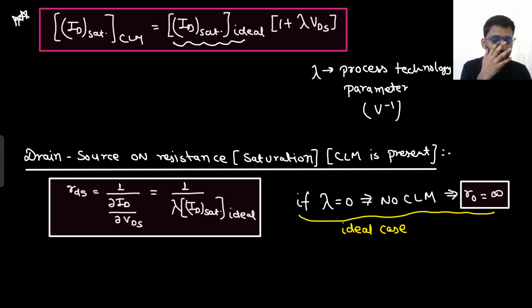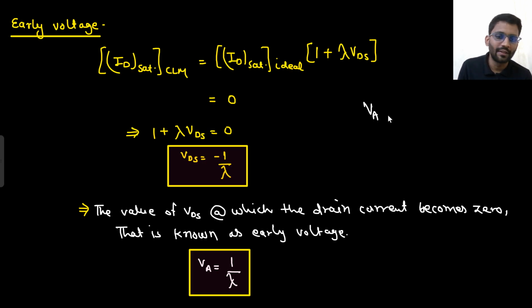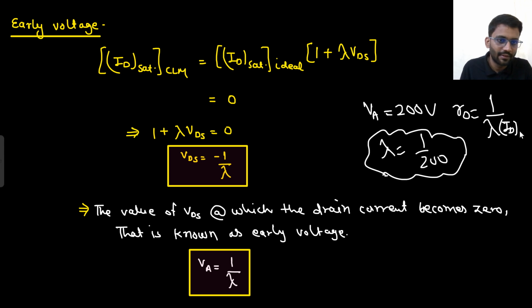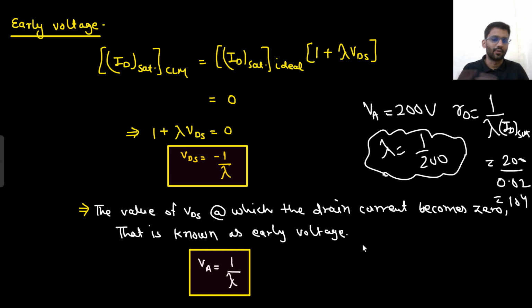But sometimes in the question, they can give you the value of VA. They will say that your early voltage is some 200 volts. Then you will think, okay, my lambda will be 1 by 200. So lambda is there, and from there I can find the value of R naught. That will be 1 by lambda ID sat, so 200 by ID sat, with ID sat in the ideal case. Let's assume that is 0.02. So R naught will be some 10 to the power 4.